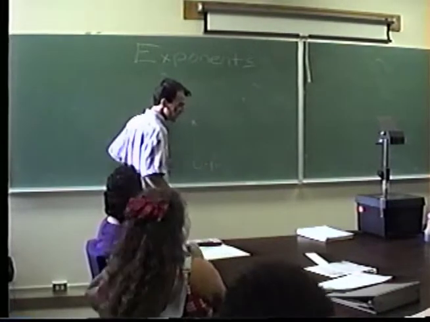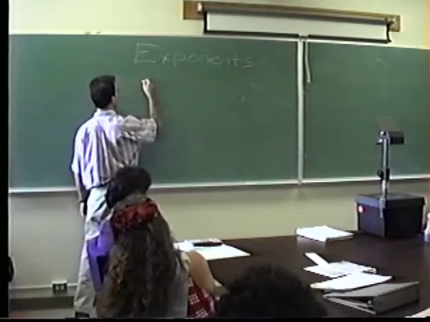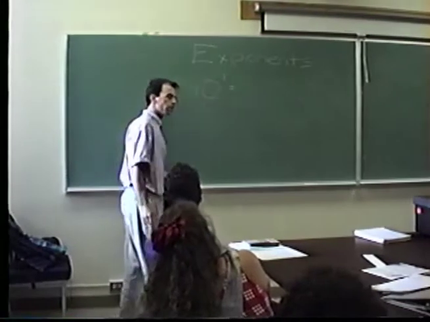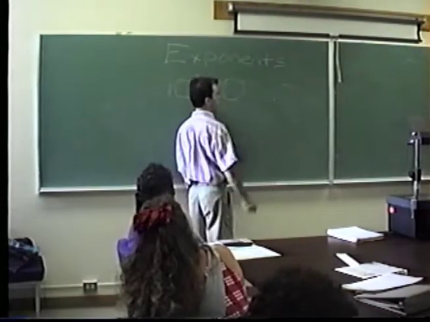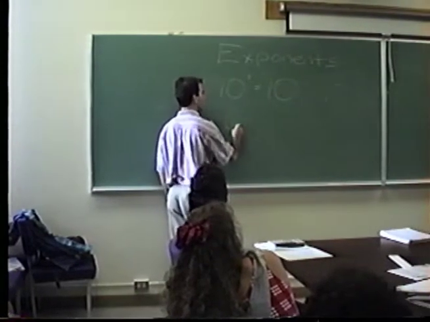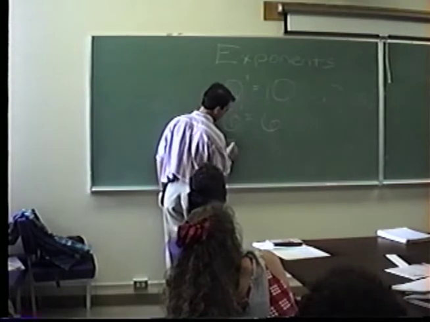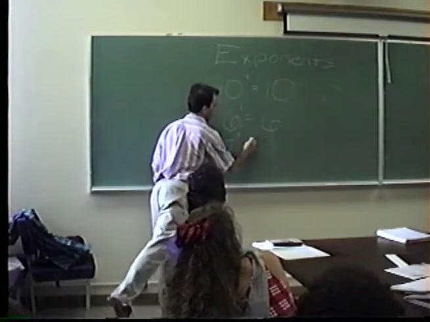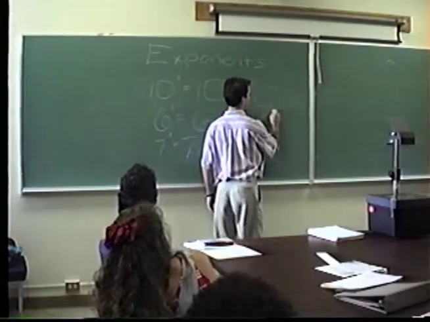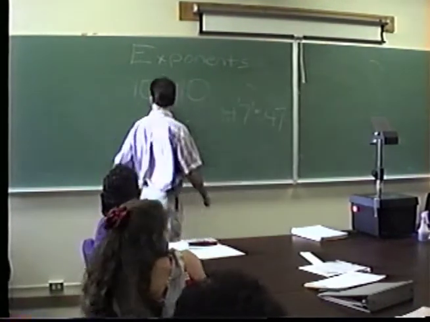And the other thing is anything to the 1st power. For example, 10 to the 1st power is going to equal 10. It always equals itself. It's kind of like in multiplication, 10 times 1 equals 10, and so forth. 6 to the 1 is going to equal 6. And what would be like 7 to the 1? 7. How about 47 to 1? 47.